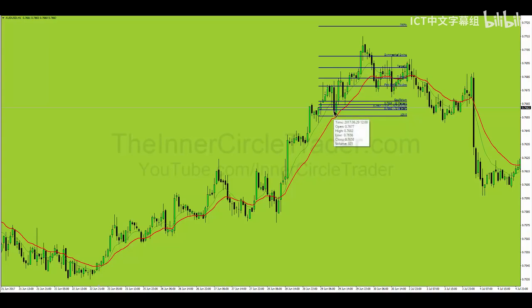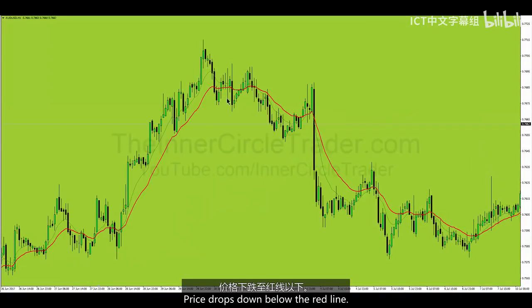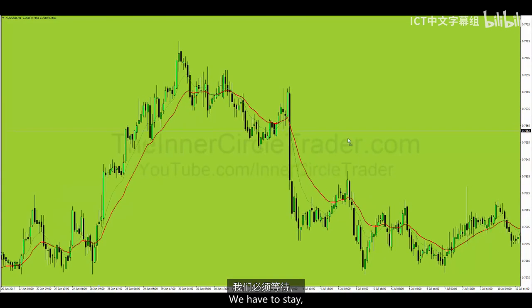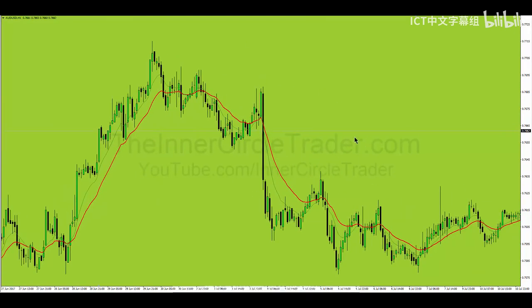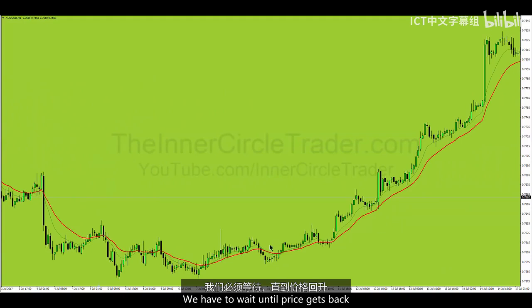But it came close, but ultimately it spreads out, gives us a symmetrical price swing. Price drops down below the red line. We can't take anything in here. No long trades in here. Remember, inside this green shaded area, we're looking for longs. So while price is below the red line, we can't take anything long. We have to wait until price gets back above the red line, as it does here.